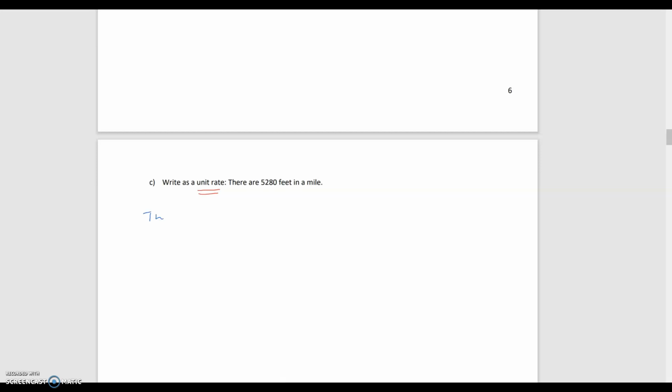So the unit rate is going to be equal to technically 5280 feet per 1 mile. I'm just emphasizing that there's a 1 in the denominator. So that's actually it for C. If we don't have a 1 there, we have to rewrite it as a 1, which typically causes the fraction to be modified by a multiplication of a certain quantity.